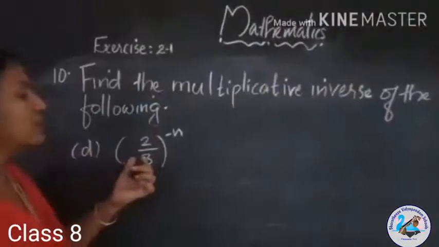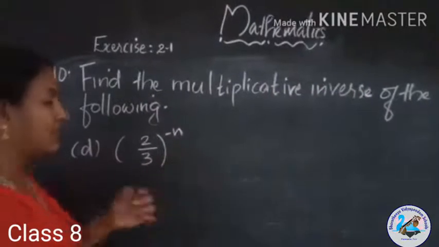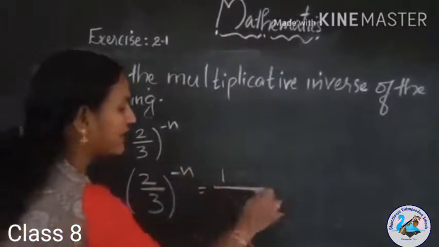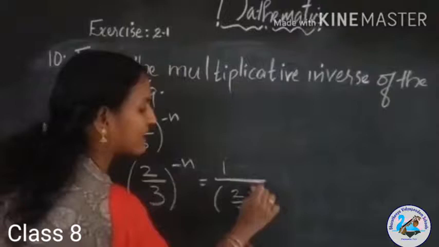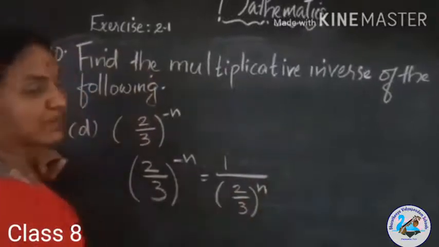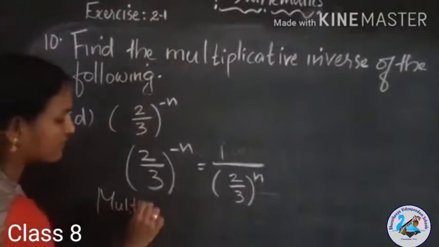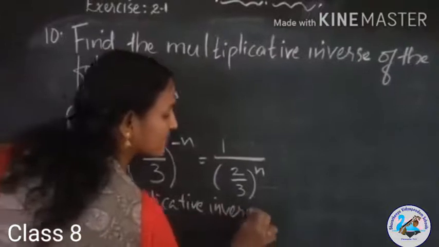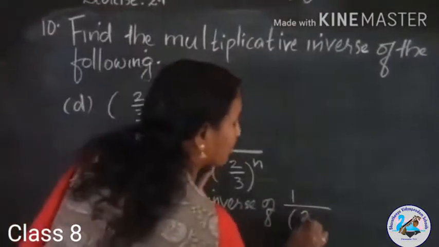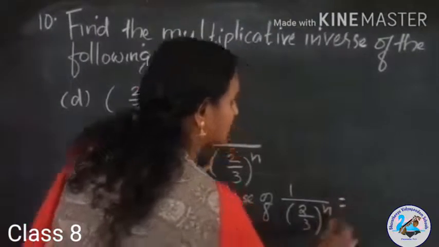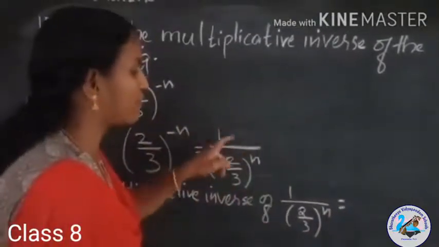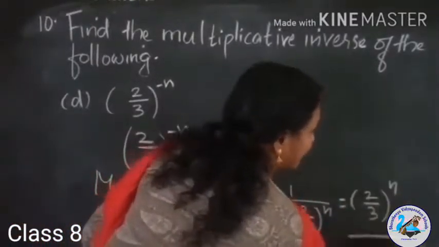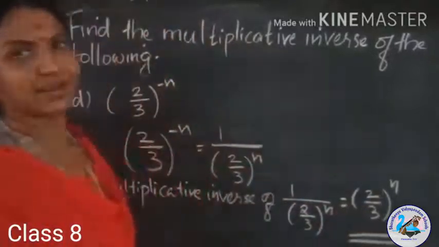Next, option D, (2 by 3) the whole power minus n. It can be written as 1 by (2 by 3) the whole power n. So the multiplicative inverse of 1 by (2 by 3) the whole power n is its reciprocal, which is (2 by 3) the whole power n. The answer is (2 by 3) the whole power n.